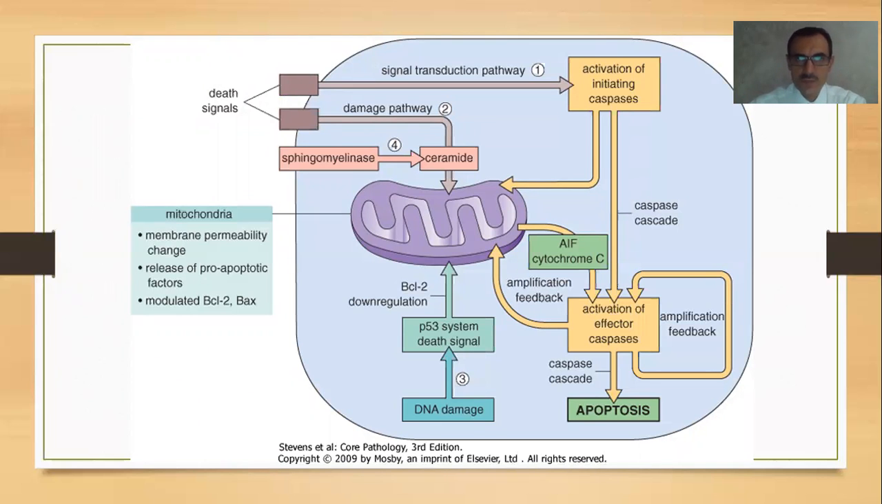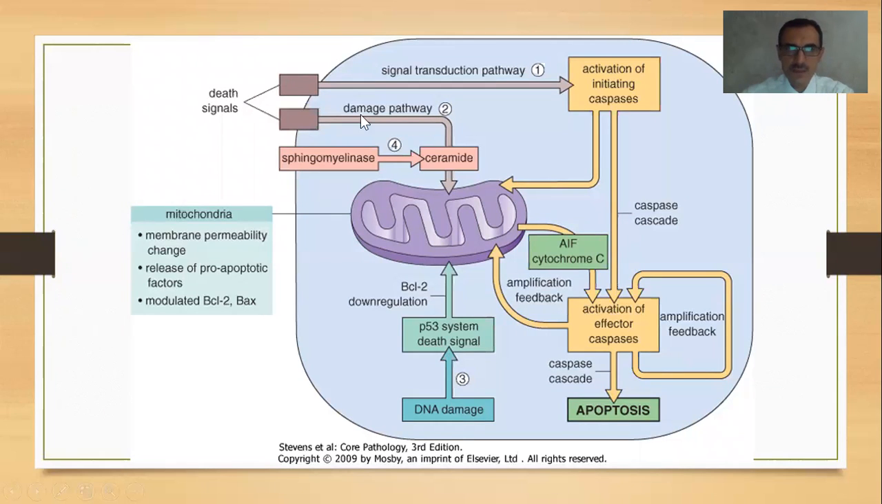In this illustration, we see four different pathways. In the schematic view, after receiving the death signals, first the signal transduction pathways lead to activation of initiating caspases that affect the mitochondria or activate the effector caspases. Second, the cell damage pathway provides the synthesis of ceramide that also affects the mitochondria. DNA damage triggers the p53 system cell death.